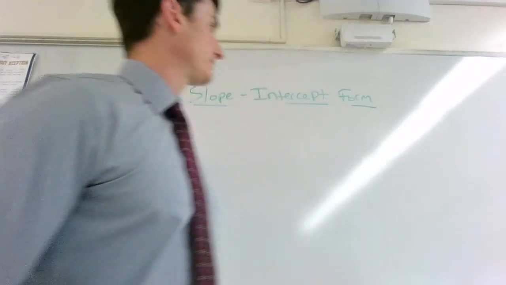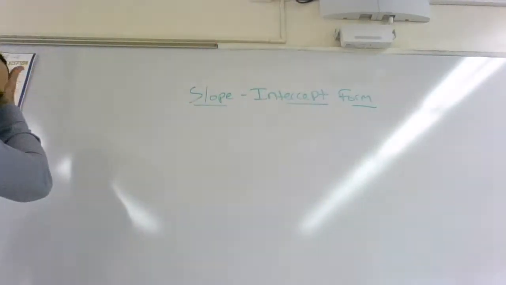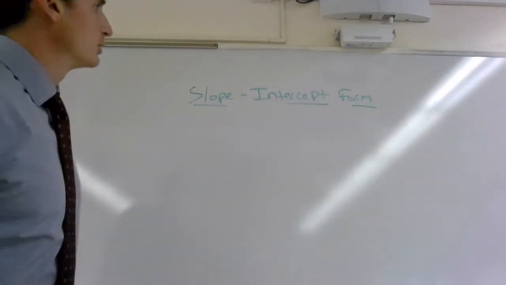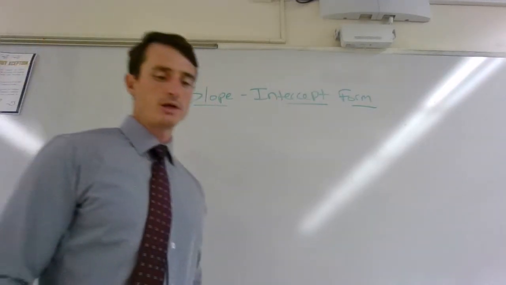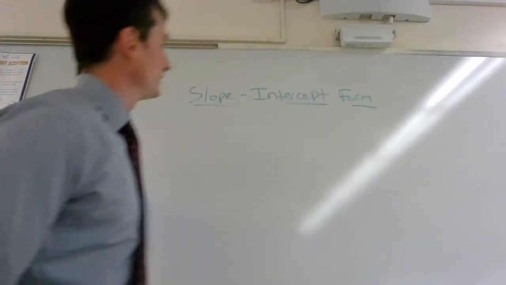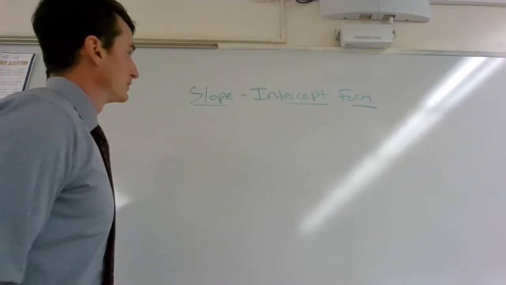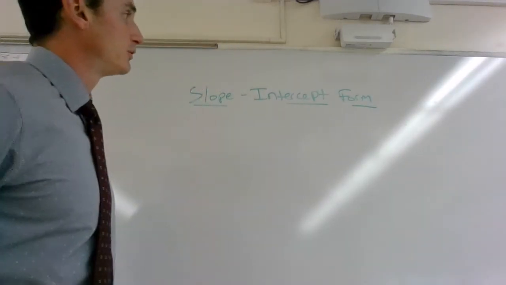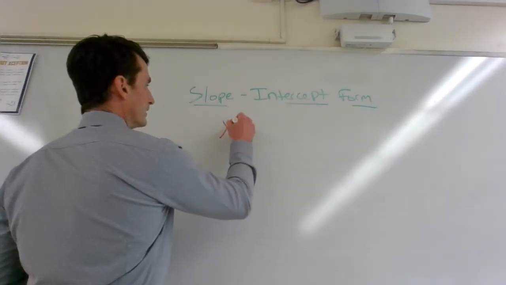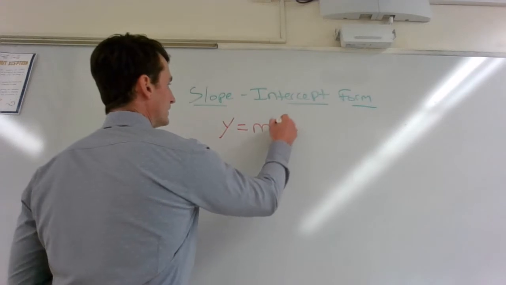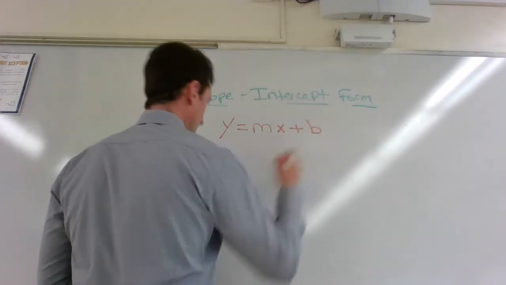Guys, we're moving into chapter 2, and in chapter 2, section 1, we're talking about slope-intercept form of an equation. Chapter 2 is all linear equations, specifically graphing them and the different types. We're starting off with the slope-intercept form, which is the most basic of all the forms, and that is written as y equals mx plus b.